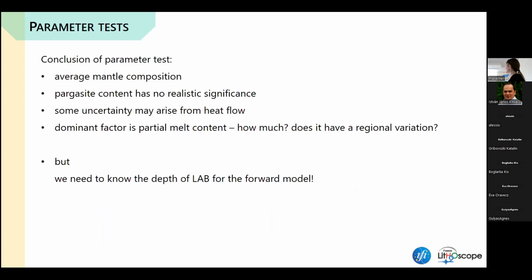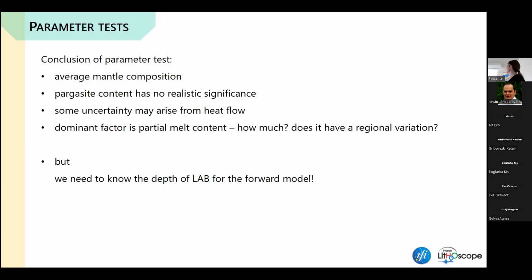Okay, so here are the conclusions for the parameter test. Generally, the mantle composition does not vary a lot, so it's safe to say that we can use a general average mantle composition. We use the Large-layered composition, actually. We can say that pargasite content has no realistic significance. Some uncertainty may arise from heat flow, or actually not using the correct heat flow or geotherm, but the most dominant factor is the small amount of partial melt.